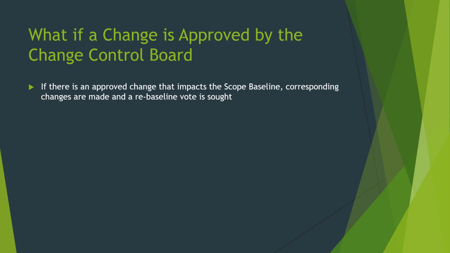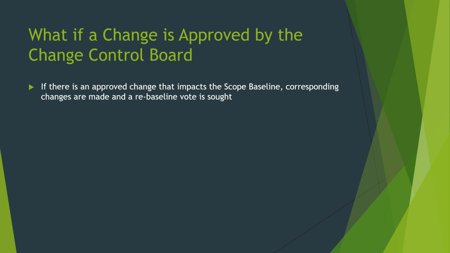You might have to add certain work packages if there's an addition of scope, right? Or if there's a reduction in scope, you might have to change your WBS and remove some of the work packages. If you're removing certain work packages, you need to remove the corresponding entries of those work packages in the WBS dictionary as well. So if you're making all these changes, even if the change control board has approved that change, if you're making any changes in the WBS or in the WBS dictionary, you need to get a re-baseline vote, right?